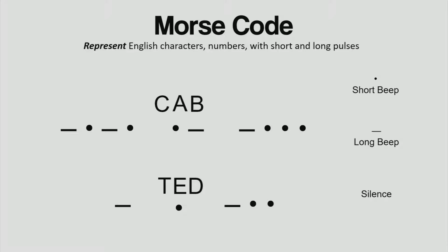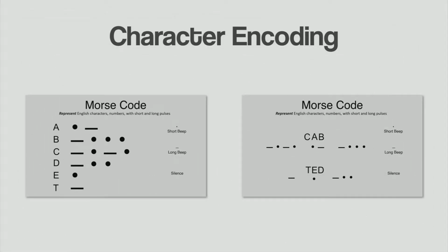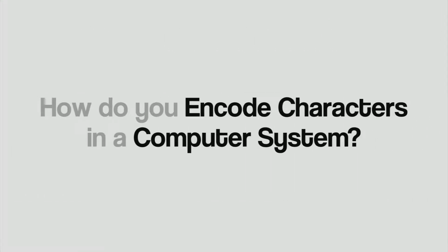It's simple stuff, but if you think about it, it's what we call character encoding, because you have the characters, and then you have a different type of signal that you have to send, and that process is what we call encoding. Then you can get the real message back with the process we call decoding. So the question is, how do you encode characters in a computer system?